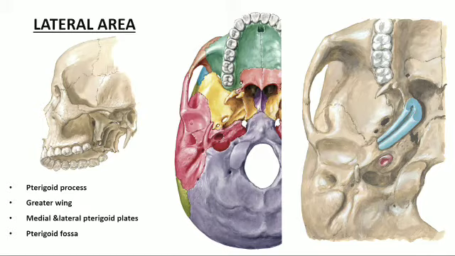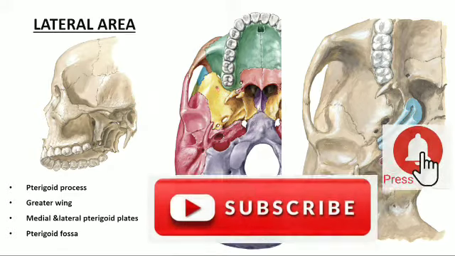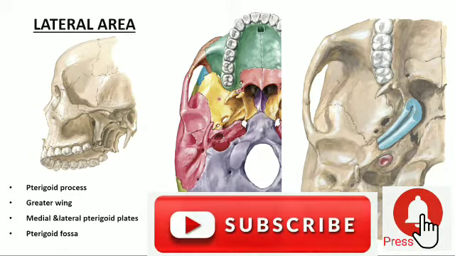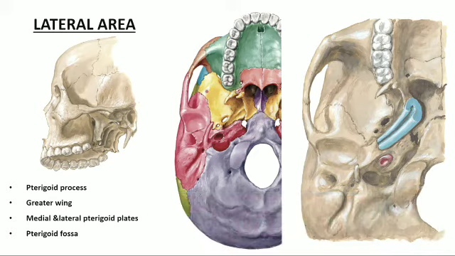Anteriorly, these two plates fuse with each other, and posteriorly they are far apart, and this V-shaped depression between the medial and lateral pterygoid plates is called the pterygoid fossa. And the part lateral to these pterygoid plates, this wide yellow colored area, is called the greater wing of sphenoid. That is the infratemporal surface of the greater wing of sphenoid.